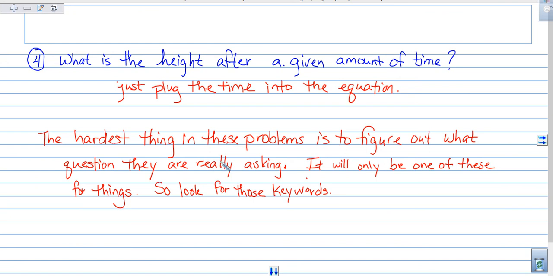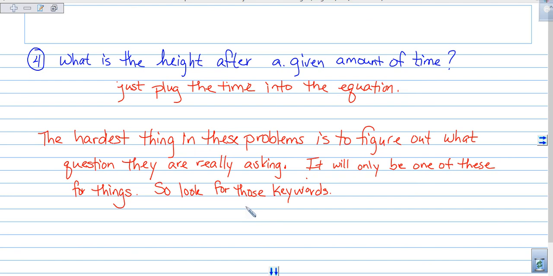The hardest thing in these problems is figuring out what the question is asking for. It's asking for one of these four things, so that's what you need to look for. You need to look for your keywords. Is it talking about a maximum, a minimum, a vertex? Okay. When did he reach the top, or when did he reach the bottom? That's your vertex. Think negative b over 2a, or opposite of b over 2a.